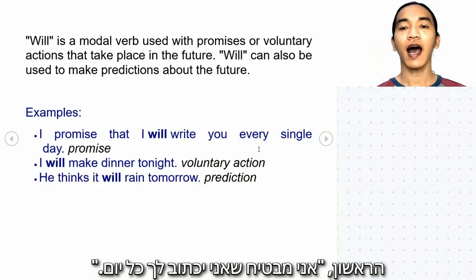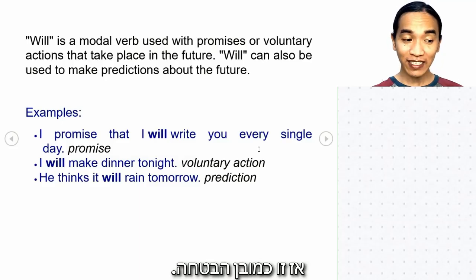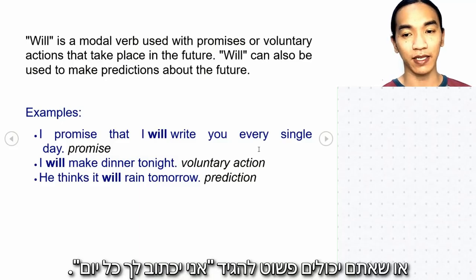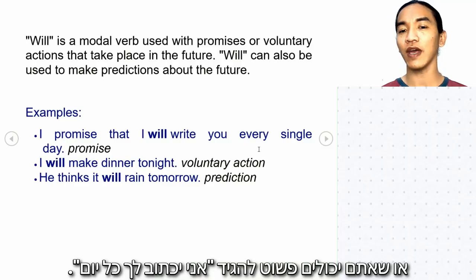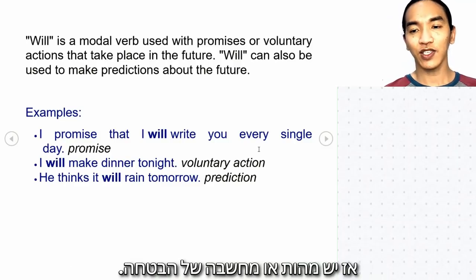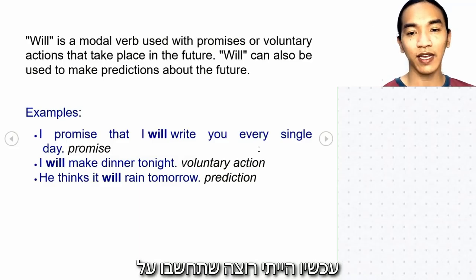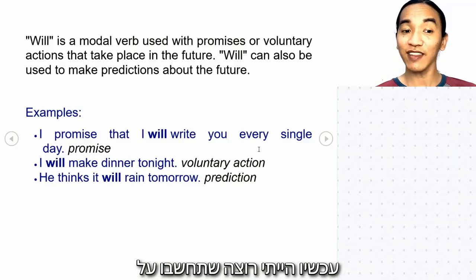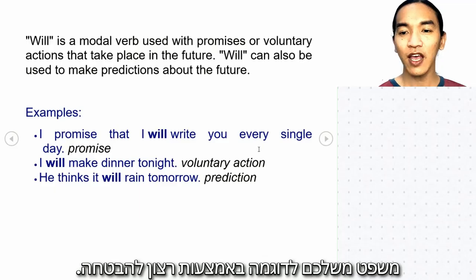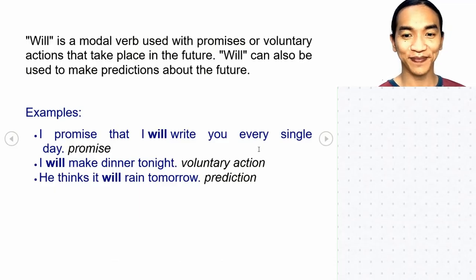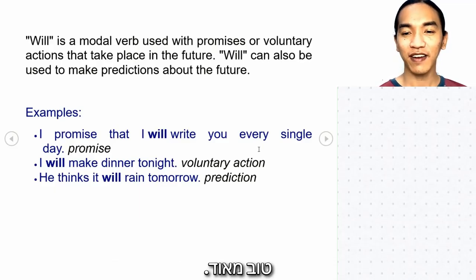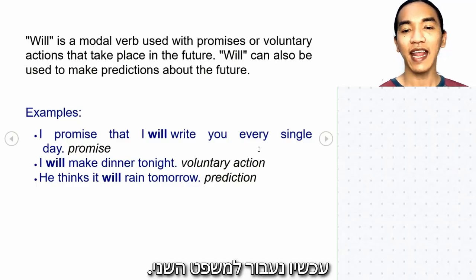First one, I promise that I will write you every single day. So this is obviously a promise, or you can just say, I will write you every single day. So there is an essence or the thought of promise. Now I would like you to think of your own example sentence using will for promise. Very good.